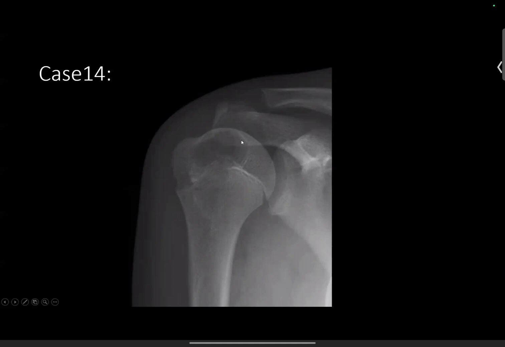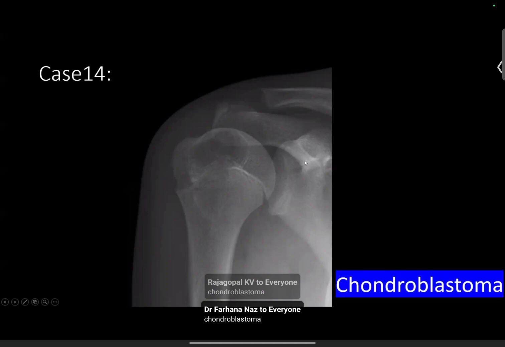Here's a lucent lesion with a well-defined margin. So I'm thinking benign, and I'm thinking epiphysis. Epiphysis, benign. Remember what we talked about? This is chondroblastoma again.